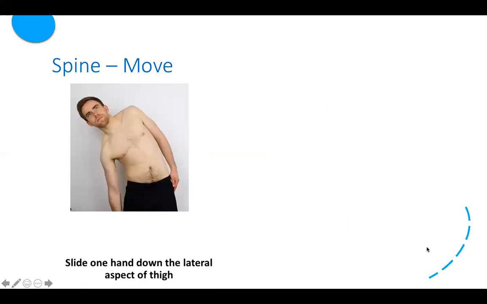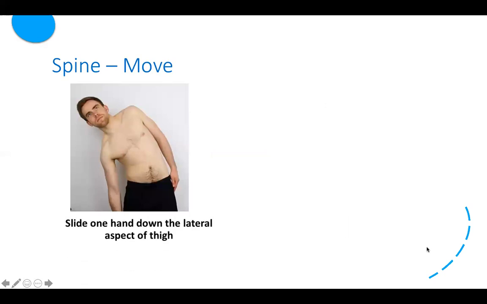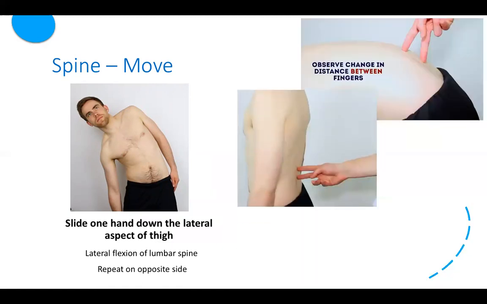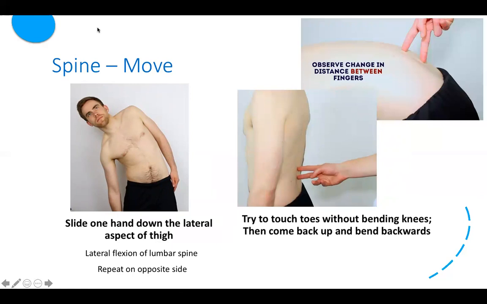Okay. Next, you want to ask the patient to slide one hand down the lateral aspect of the thigh, and you're checking lateral flexion of the lumbar spine. Make sure you repeat on the opposite side. And the next part of the examination, you want them to try and touch their toes without bending their knees.